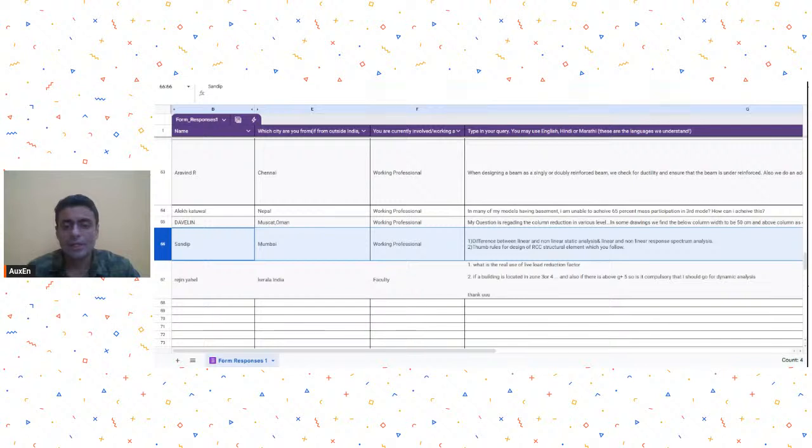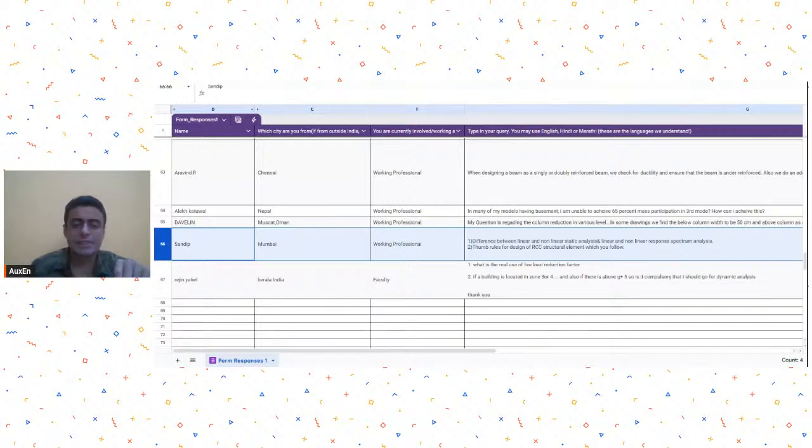Now he's asking linear and nonlinear response spectrum analysis. I'm not sure. Linear response spectrum analysis generally means that we do not consider any material nonlinearity. We just consider the different modes and use it in our earthquake load calculation. Nonlinear response spectrum analysis, I don't know.